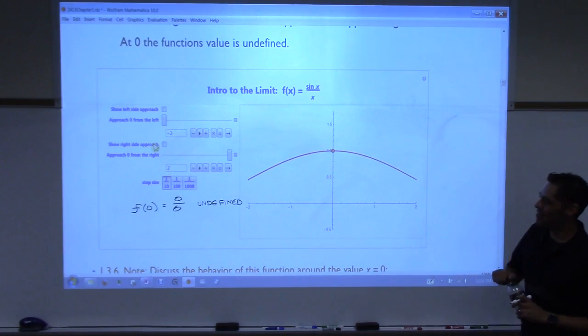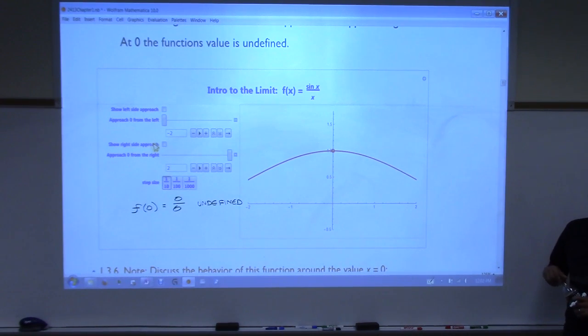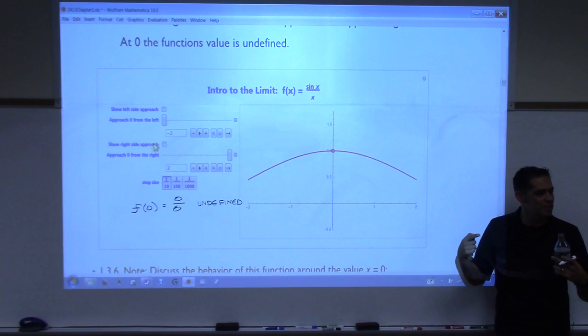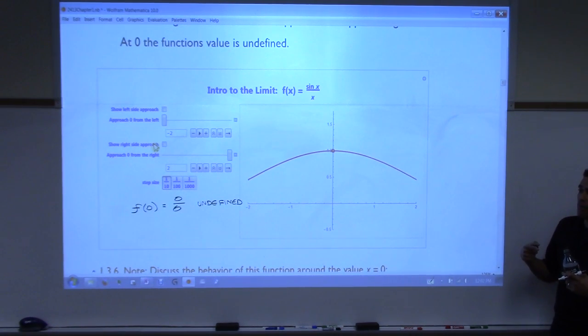All right, whatever it takes. 0 over 0, right? Undefined. So there's our hole, right? But it looks like as you get closer to 0 from both sides, the function appears to be doing what?